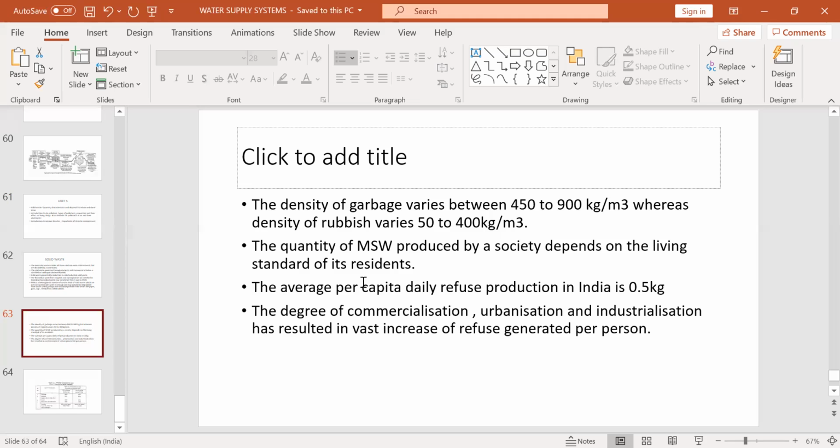Now the average per capita daily refuse, here refuse mainly. The word MSW is replaced by refuse. You can call this MSW, solid waste or refuse.